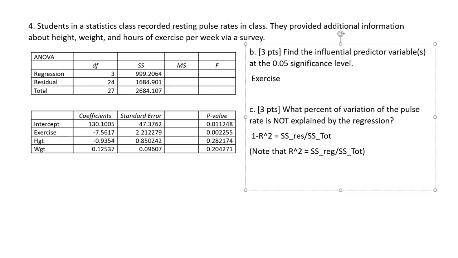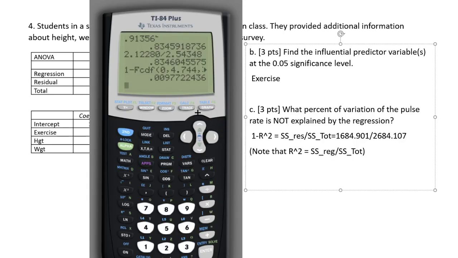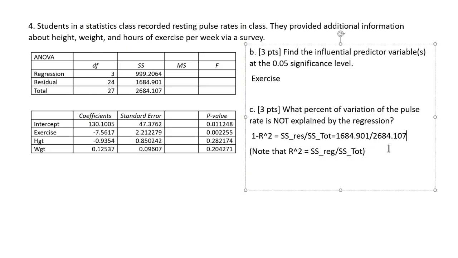Okay, so this is what we have to compute, which means you have to do 1684.901 divided by 2684.107. So let's try that. 1684.901 divided by 2684.107, and the value is 0.6277. Okay, so the answer is 0.6277.